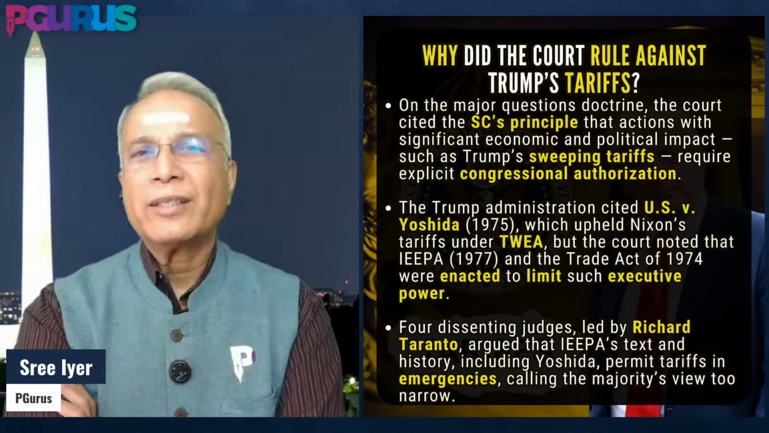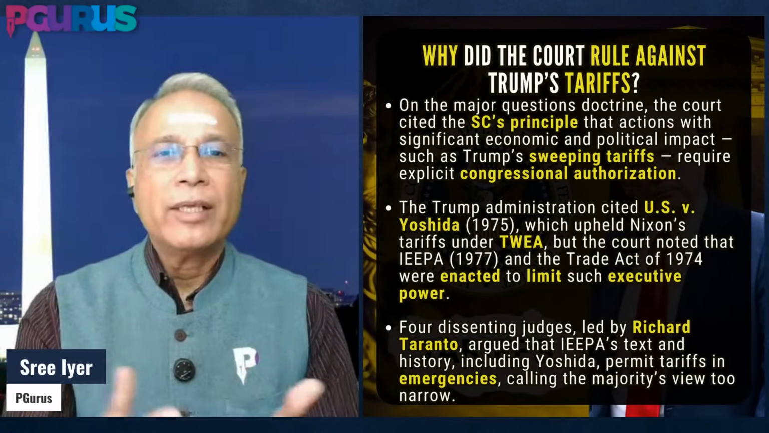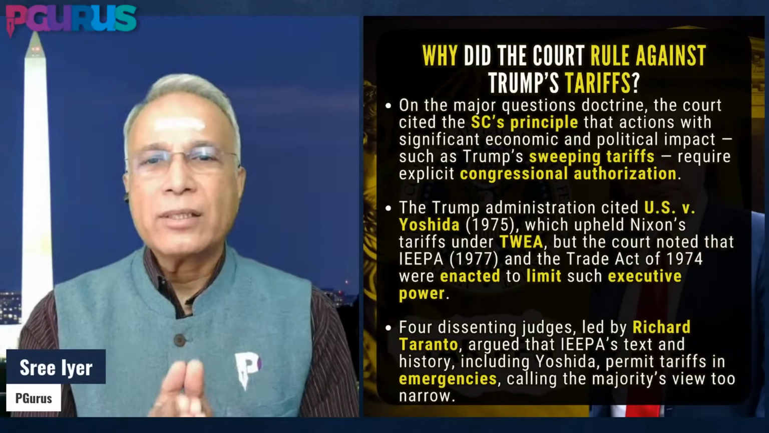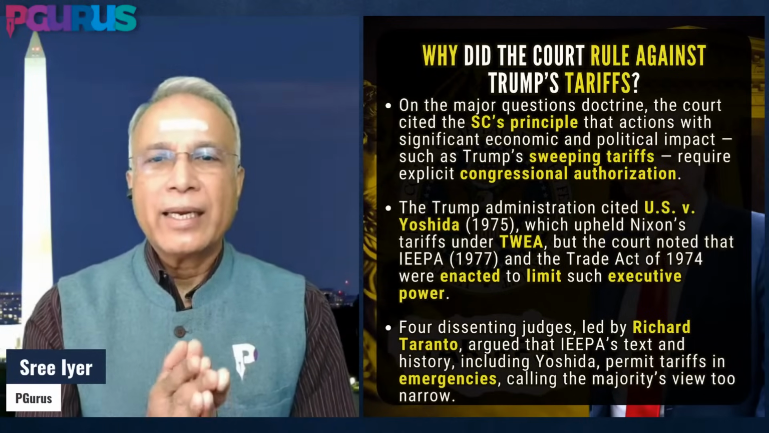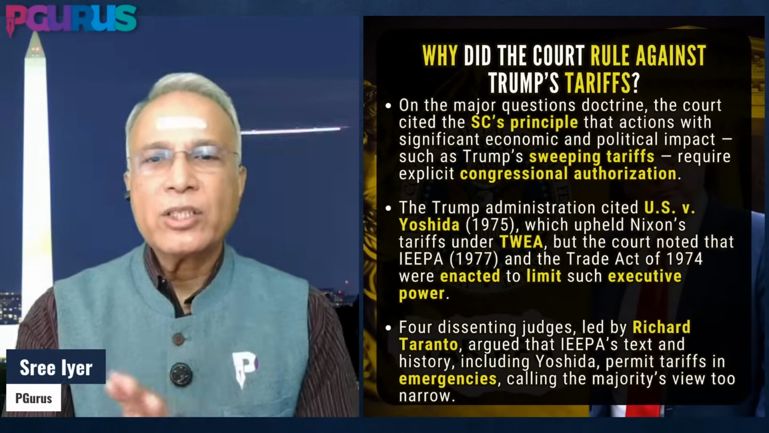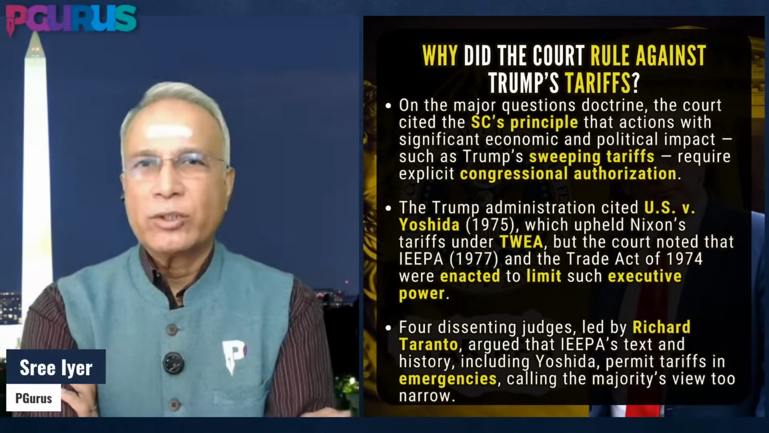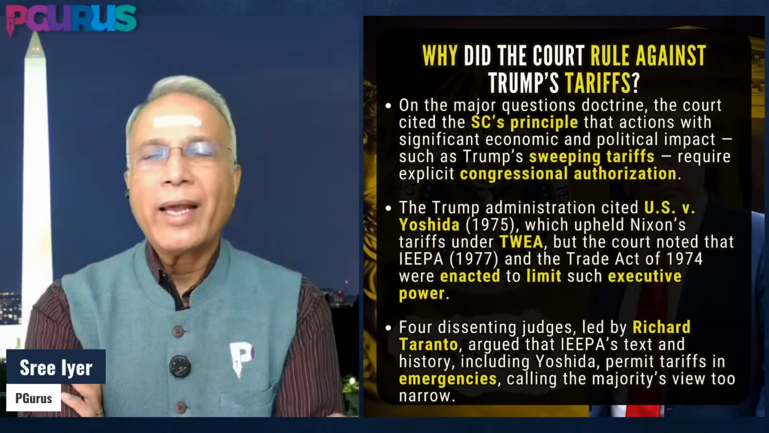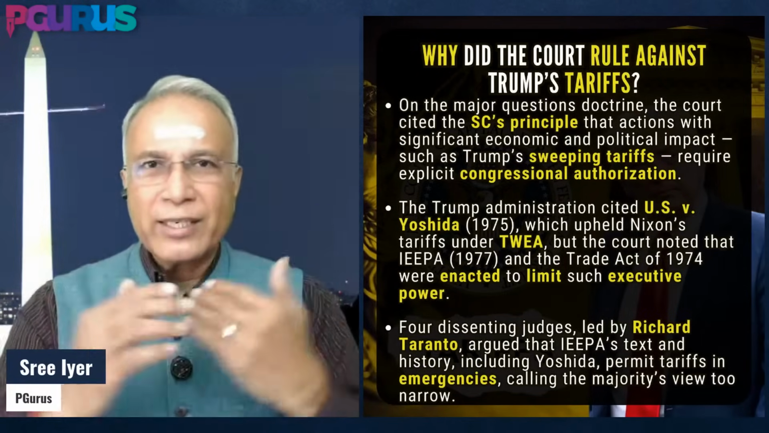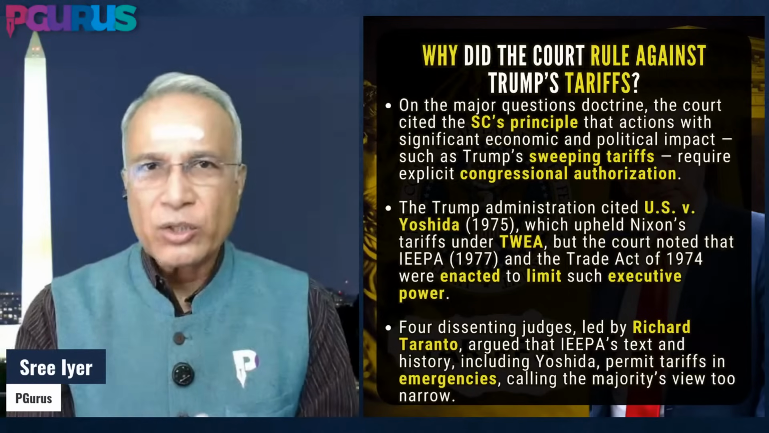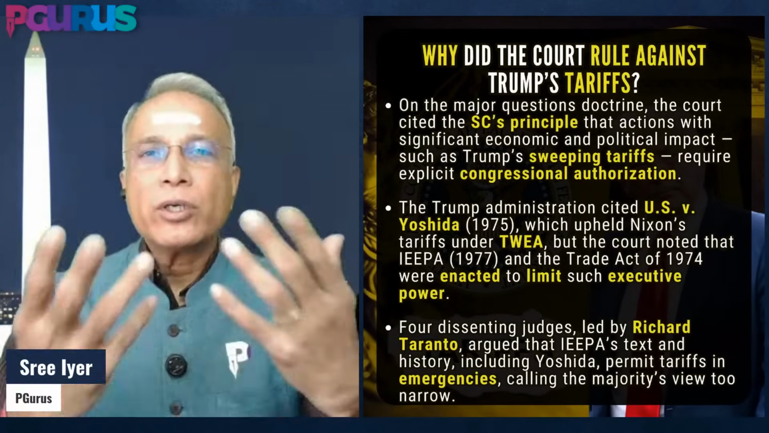So what are the bases? See, there have been precedents of this kind. There have been things that have happened in the past, which is what the court has ruled. It said that there is a principle that actions with significant economic and political impact, such as the sweeping tariffs of Trump, require explicit Congress authorization. So if you want to make that statement, then you have to have a basis for that, which means there should have been a ruling in the past that would support it.